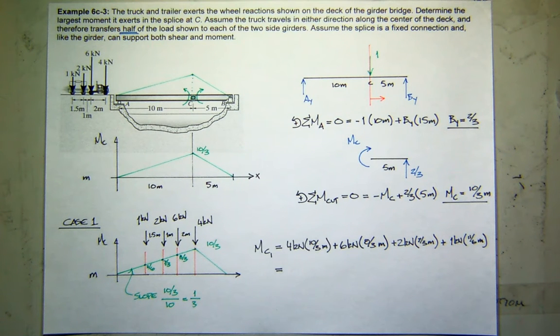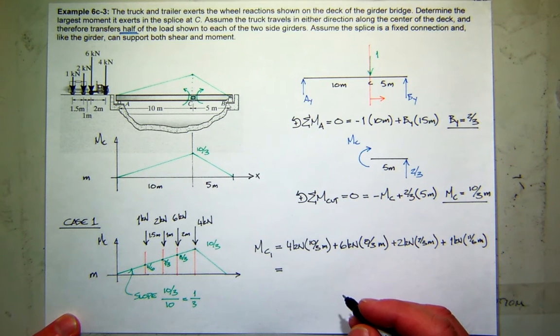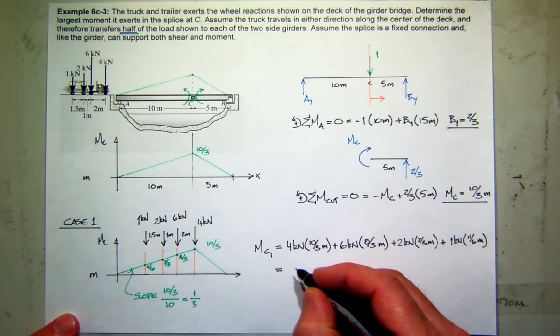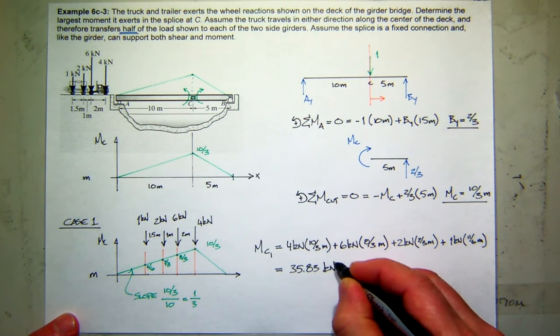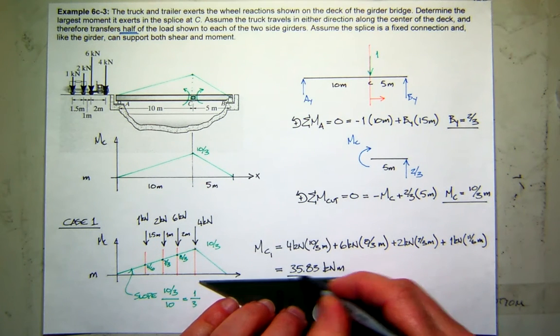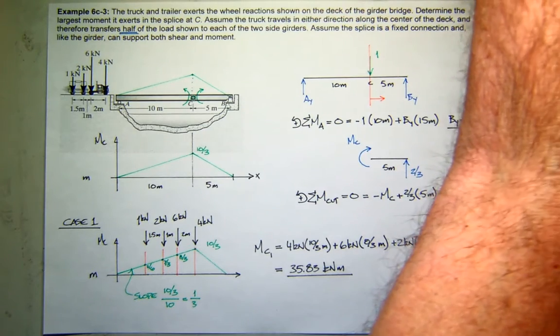Does anybody get a number for that? 35.83. Anybody else get that? No? Are we going to go with what Mr. Grand did? Yeah, I got that. Who said that? Okay. So was it 35.83? Yes, sir. And that'll be kilonewton meters. I'm going to wait to the end. Okay, 1 case down, 3 to go.